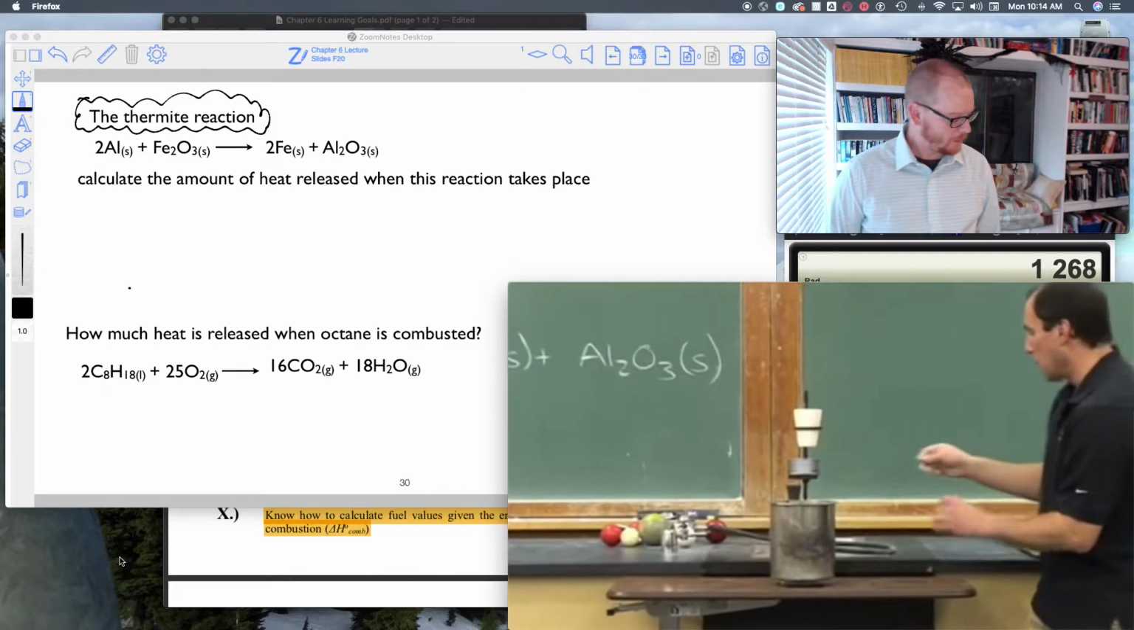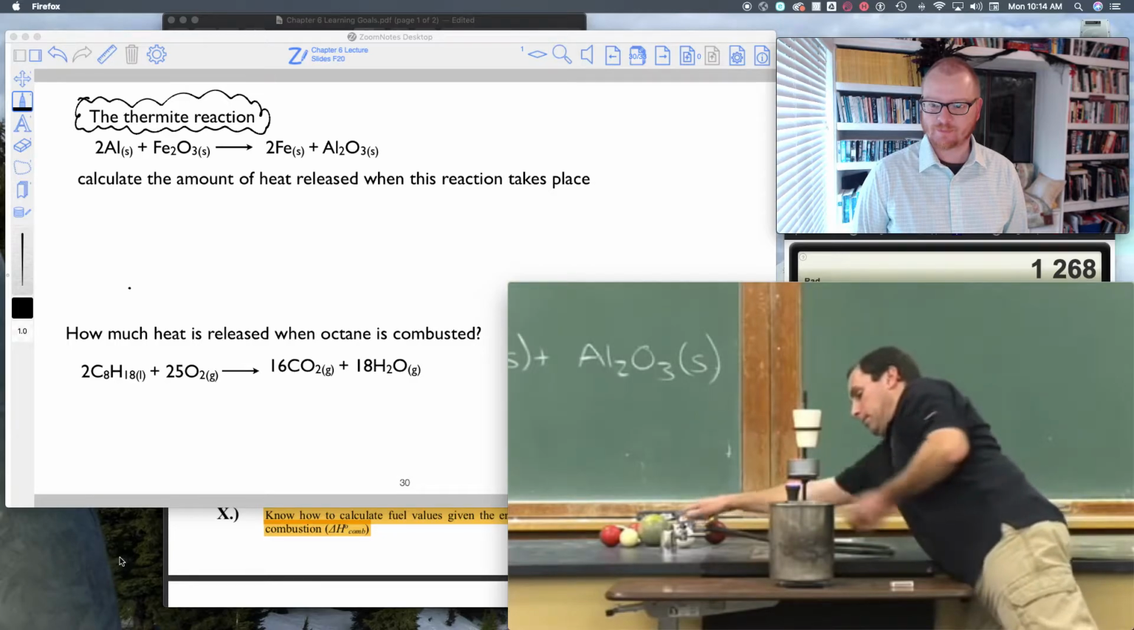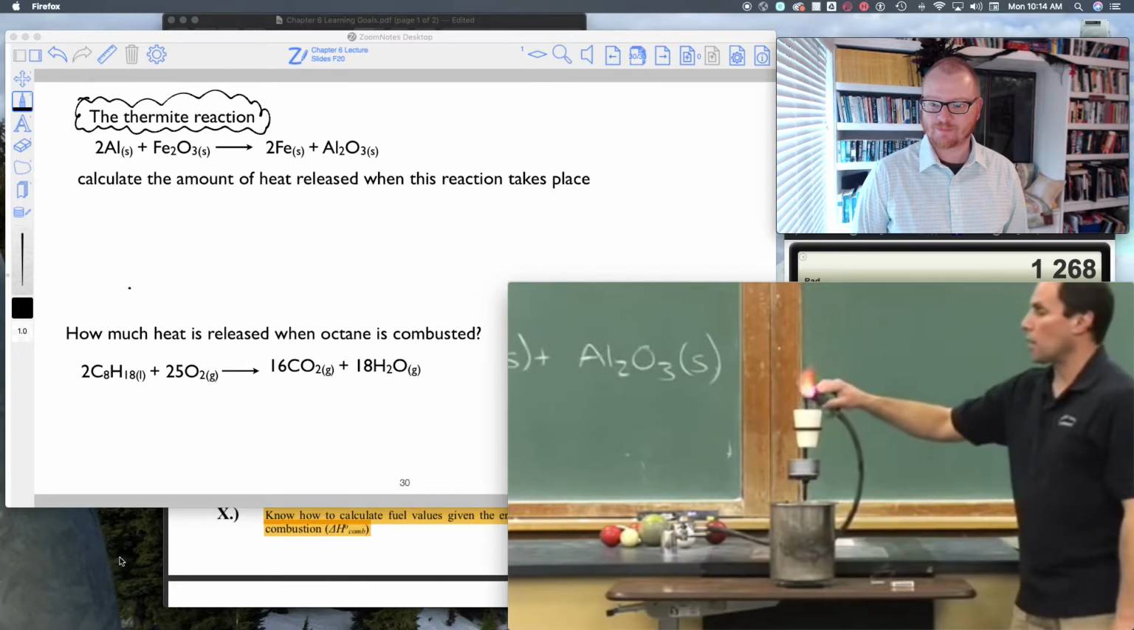I'm going to light a little Bunsen burner here and light the sparkler. So at the beginning you'll know that it's just sparks.